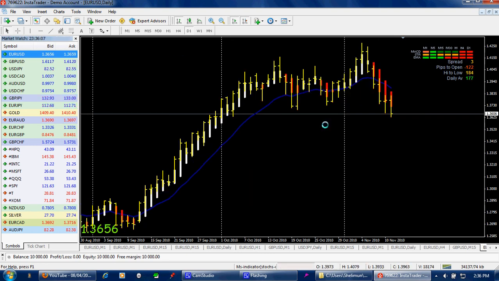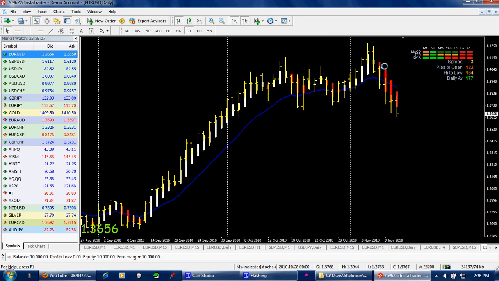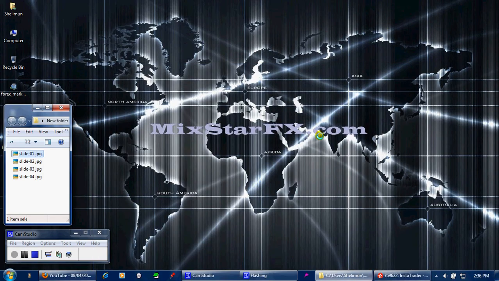Anyways, this is the Heiken Ashi indicator. I have it on my website. It's MixStarFX.com. I hope this will help you in your trading.